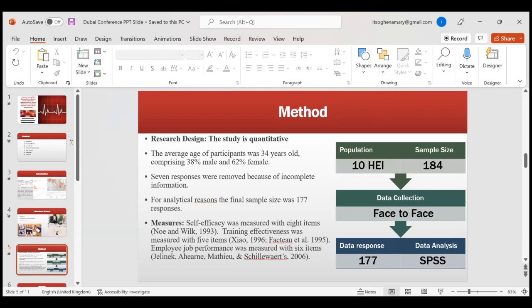Then we have the measurement. Self-efficacy was measured with 8 items from Noe and Wilk 1993. Training effectiveness was measured with 5 items from Xiao 1996 and Facteau et al. 1995. Employee job performance was measured with 6 items, Jelinek et al. On average, the age of the participants was 34 years old, comprising 38 percent male and 62 percent female.